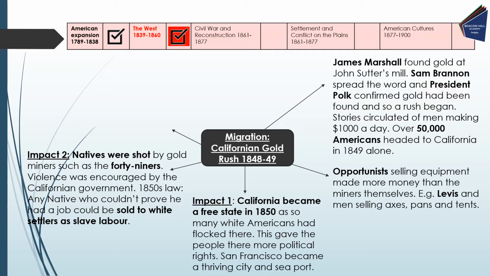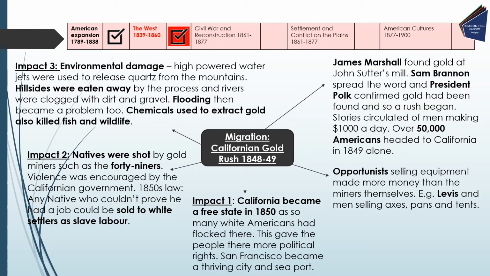Okay, so when they moved to California, this is some of the violent action that was taken against them, which again would be a good consequence to describe in the exam. And finally, we have the environmental damage that happens as a result of the Californian gold rush. So this is where high-powered water jets were used to release quartz from the mountains, and hillsides as a result of this were eaten away.